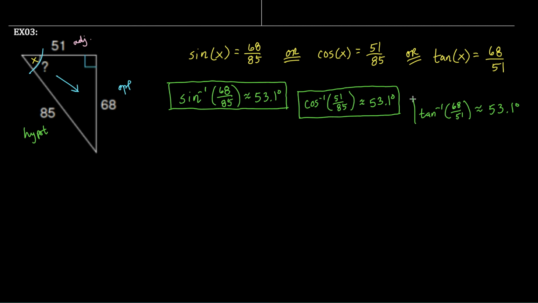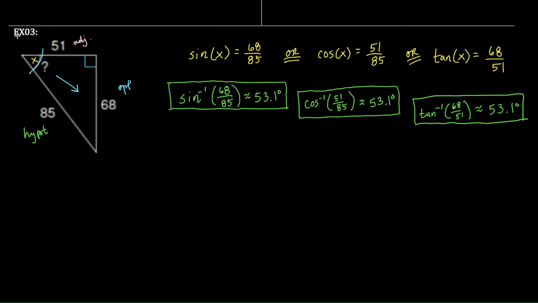I'll explain this in a second. If this x is 53.1, then no matter how you get to it, it has to be 53.1. It has no choice but to be approximately 53.1 degrees, because 53.1 degrees has to go with these side lengths. It can't be anything else.